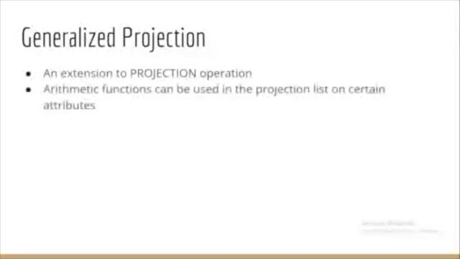The first operator in extended operations that we will discuss is the generalized projection. This operator is an extension of the unary operation, which is the projection. But in this case, arithmetic functions can be used in the projection list on certain attributes. The generalized projection has the form pi f1, f2, fn, E, where E is a relational algebra expression, while f1, f2, f3, up to fn are arithmetic expressions.